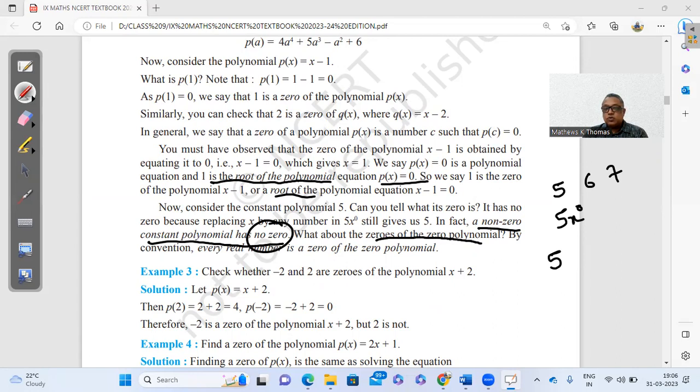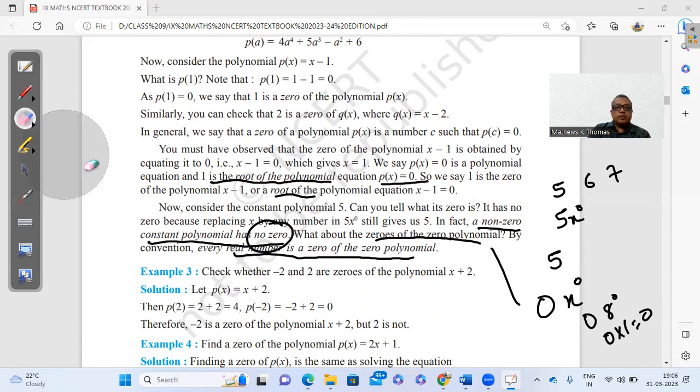And what about the zero of the zero polynomial? Every real number is a zero of the zero polynomial. So what was the zero polynomial? The number 0 itself. So the question is, what is the zero of the zero polynomial? The answer is every real number. Whatever value I put, suppose I put x as 8, I know that 8⁰ is 1, so 0 into 1, I'll get 0. So whichever real number I put, I get the value 0 itself. So every real number is a zero of the zero polynomial. But a non-zero constant polynomial will have no zeros at all.